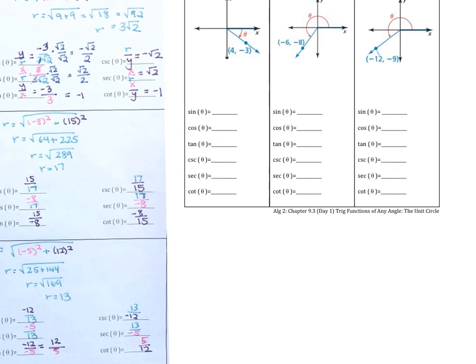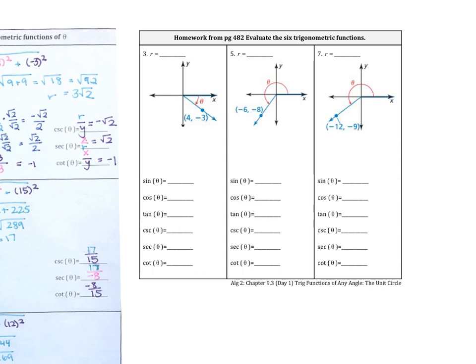Homework is out of the textbook. It's page 482, number 3, 5, and 7, and this is what it looks like. So show the work on a separate piece of paper and then enter the answers on bigideasmath.com.